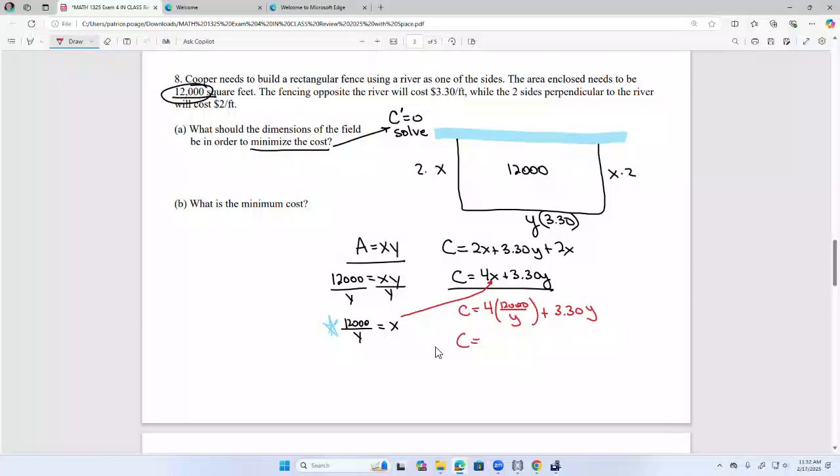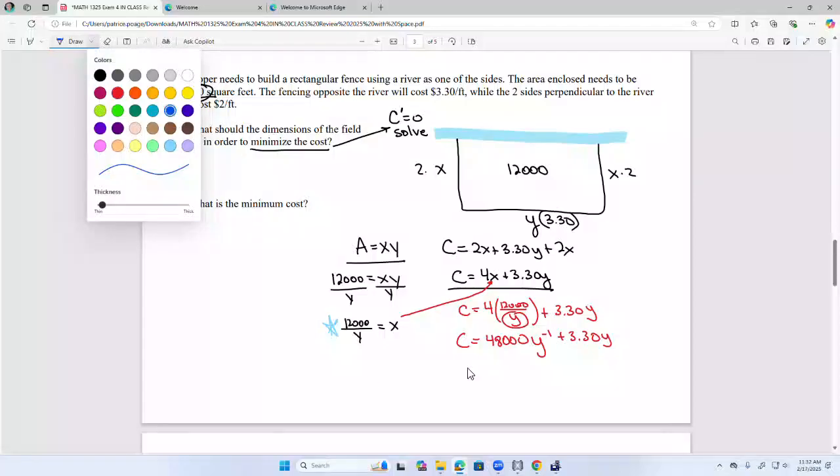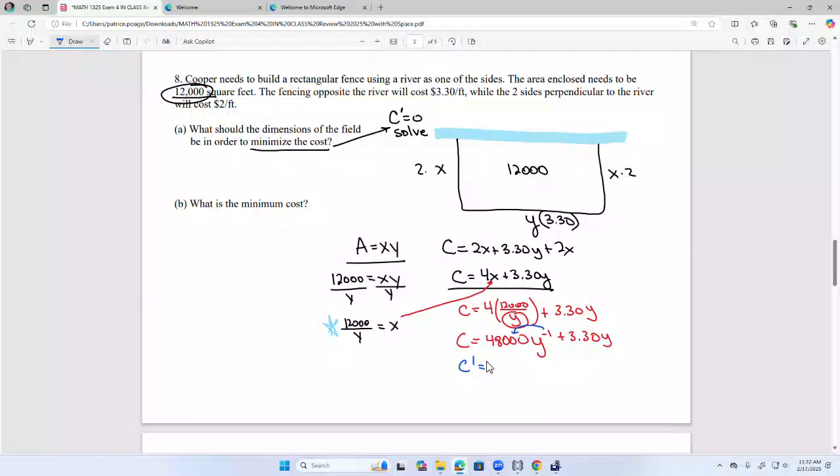Now I can take the derivative, but I'm going to clean it up a little bit first. So I have 4 times 12,000, which is 48,000. And I can bring this y up to the top and make it y to the -1. All right, now taking the derivative. I have -1 times 48,000 is -48,000 y to the -2, plus the derivative of this next term is 3.30. So I have my derivative. I now want to set it equal to 0 and solve.